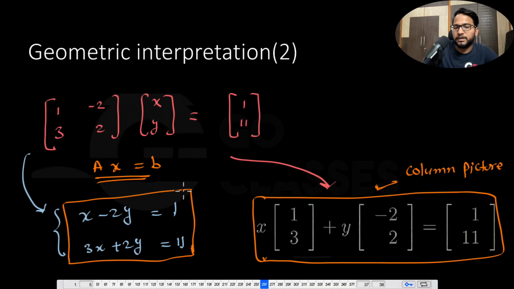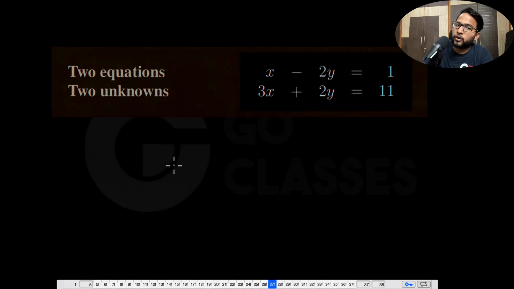This is called row picture. Now let's see if I can interpret it, like if I can understand this row picture or not. What we are going to do is have two equations, two unknowns in this row picture. Then we are going to plot this on the graph, which means these are the two lines currently, right? So these are the two lines.